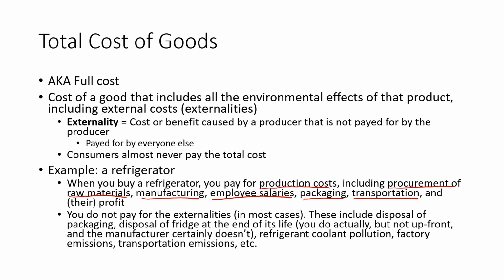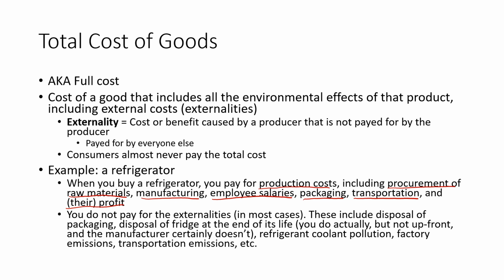So it arrives at a harbor, you have to put it on another truck, get it to the store in Colorado. The transportation costs can be huge. Plus, you're paying for the company's profit, right? You're paying for the bonuses that the CEOs and the board executives are getting, right? In most cases, you're not going to be paying for the externalities, though.